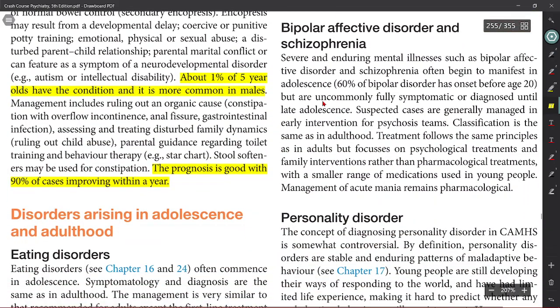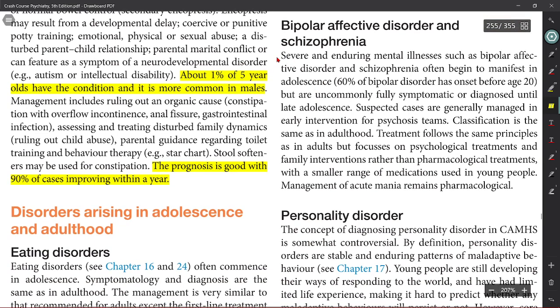Bipolar affective disorder and schizophrenia. Severe and enduring mental illnesses such as bipolar affective disorder and schizophrenia often begin to manifest in adolescence. 60% of bipolar disorder has onset before age 20, but is uncommonly fully symptomatic or diagnosed until late adolescence. Suspected cases are generally managed in early intervention for psychosis teams. Classification is the same as in adulthood. Treatment follows the same principles as in adults, but focuses on psychological treatments and family interventions rather than pharmacological treatments, with a smaller range of medications used in young people. Management of acute mania remains pharmacological, of course.